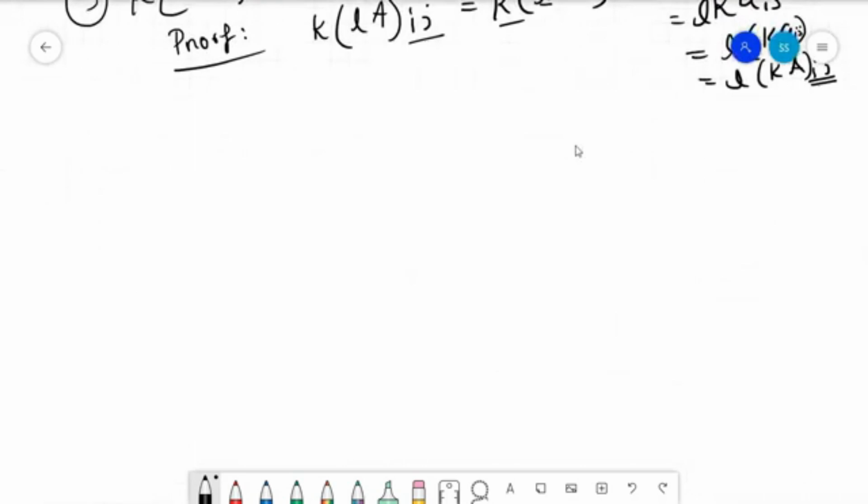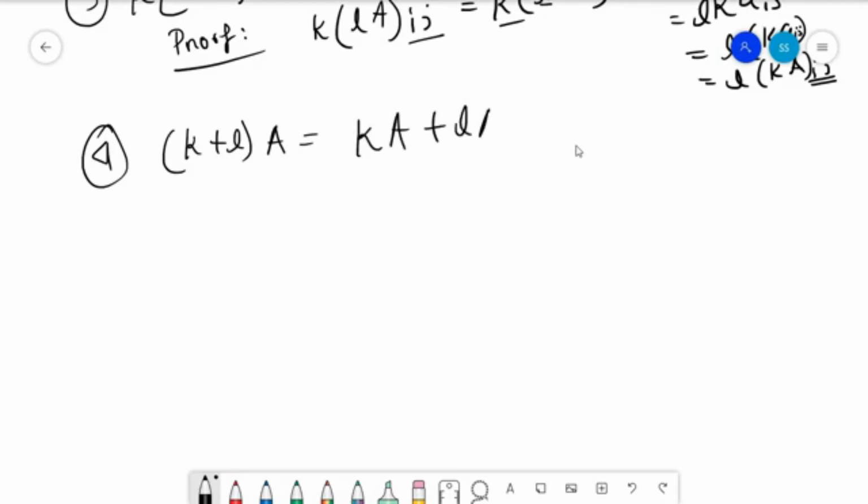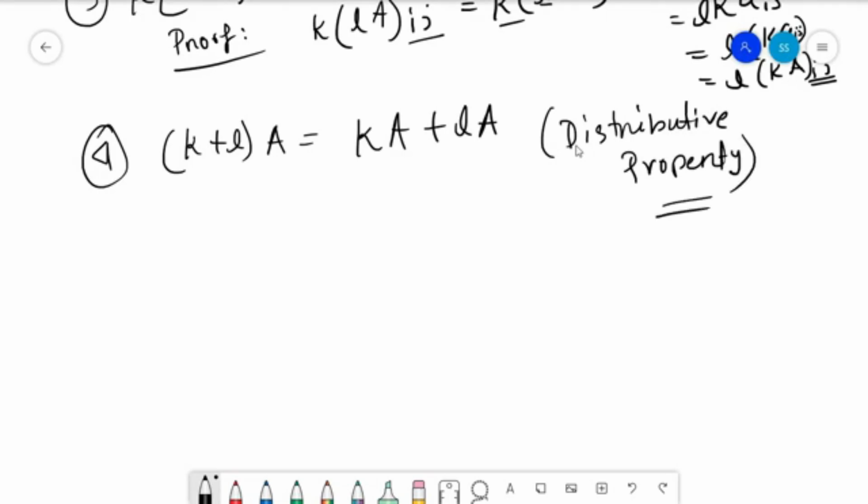And the final property that we will be looking at is the following. You have two scalars K and L. If you add them and multiply by a matrix like this, you have KA plus LA. I believe this is called the distributive property. And this is easily proven again using the index notation.